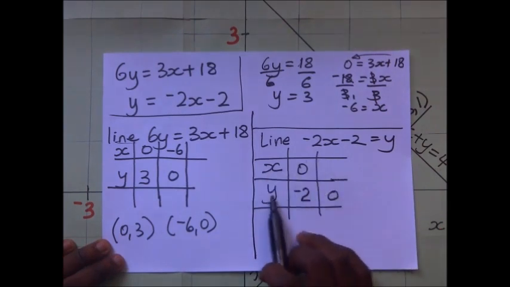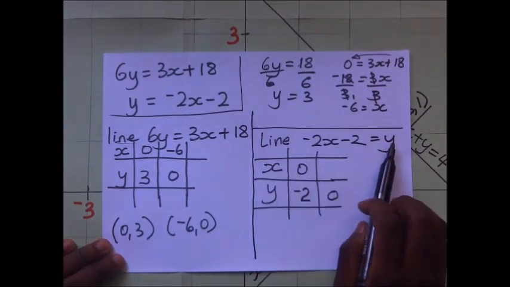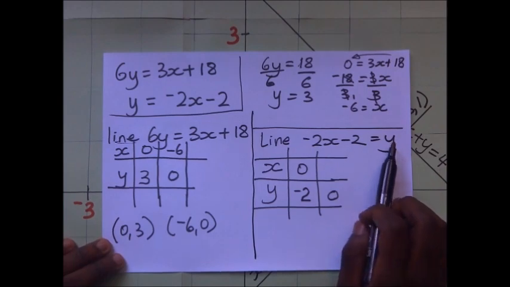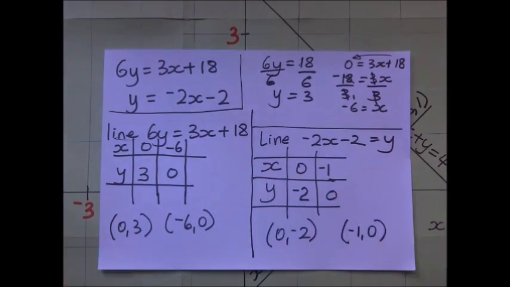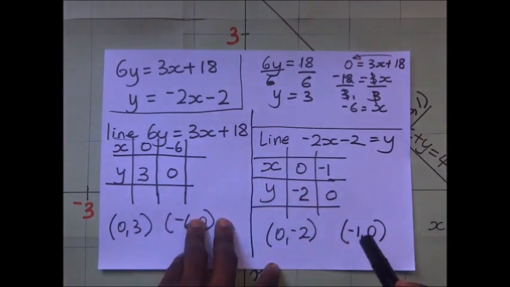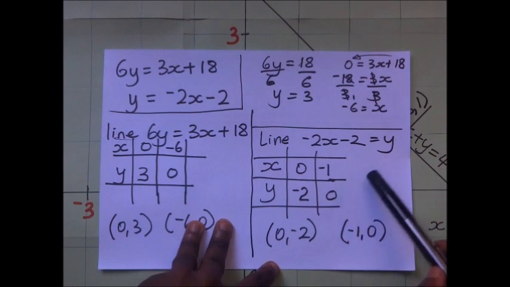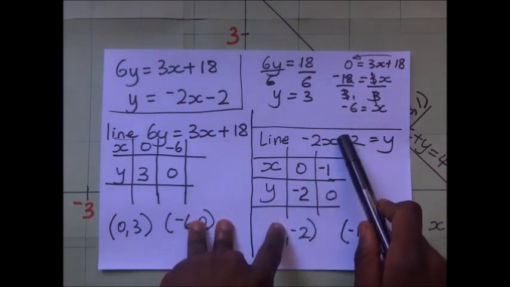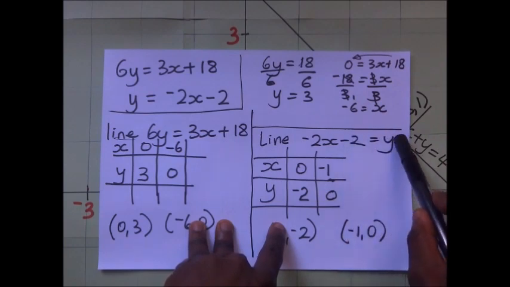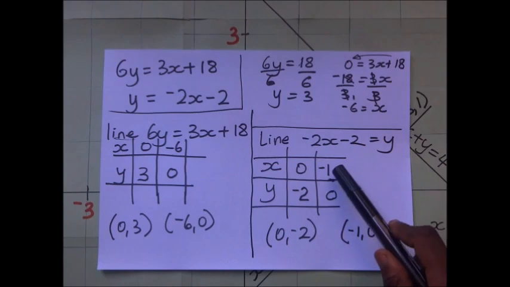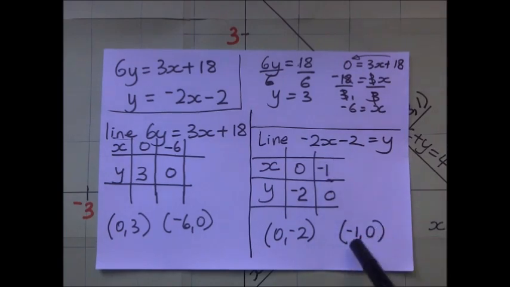Likewise, if our value of y is 0, our value of x is going to become, so our coordinates are going to become (negative 1, 0), because when our value of y is 0, this negative 2 will cross to that side. When we divide both sides by negative 2, we shall have our value of x as negative 1. So we go ahead and plot them.